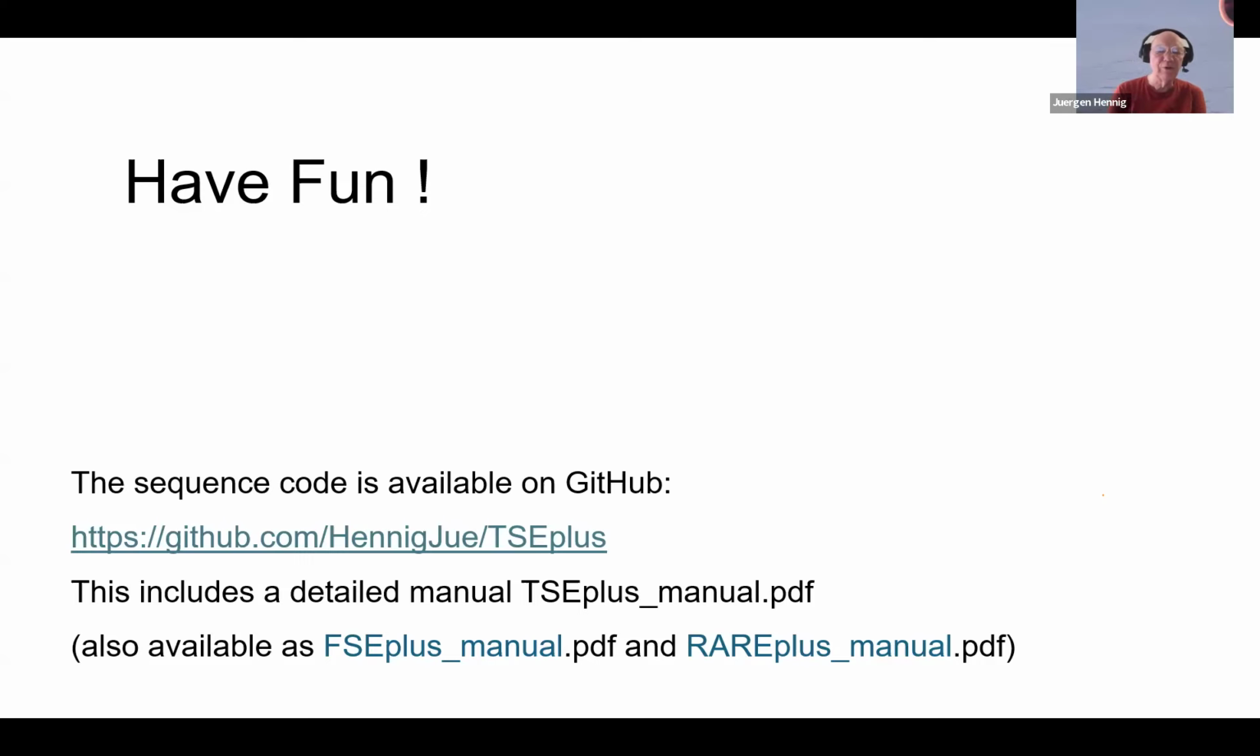And basically, I call the sequence TSE plus, but if you're not living in the Siemens world, I also made versions of the manual with FSE plus and Rare plus. You can guess which one is my favorite, and the manuals are, apart from this nomenclature, identical. I didn't provide renamed sequences. You have to do that by yourself if you like.